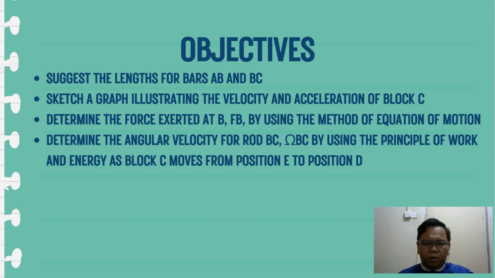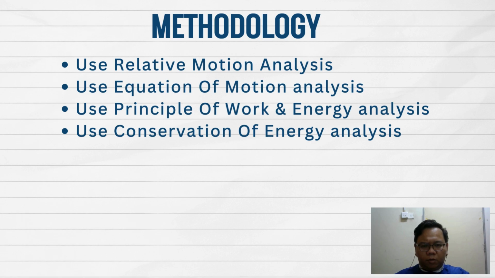Next is to sketch a graph illustrating the velocity and acceleration of block C. Then determine the force exerted at B, Fb, by using the method of equation of motion. And lastly, determine the angular velocity for rod BC, omega BC, by using the principle of work and energy as block C moves from position E to position D. The methodology of this project is to use relative motion analysis, equation of motion analysis, principle of work and energy analysis, and conservation of energy analysis.